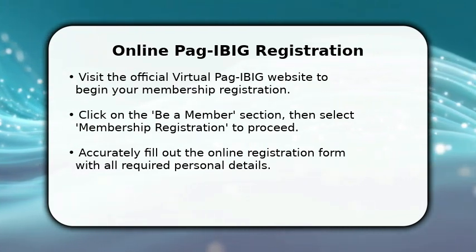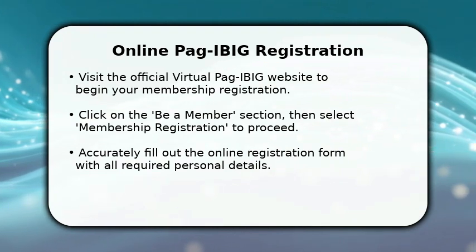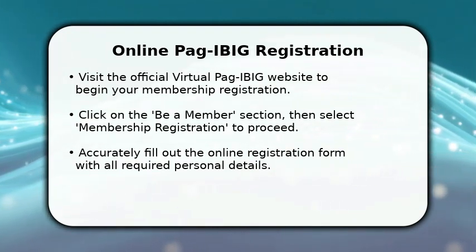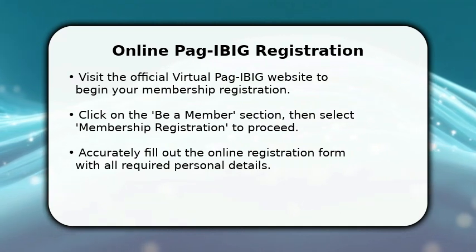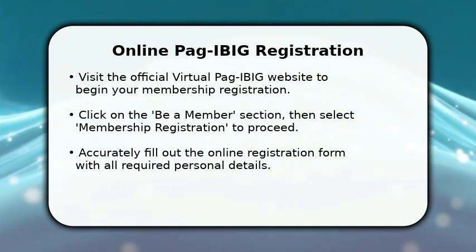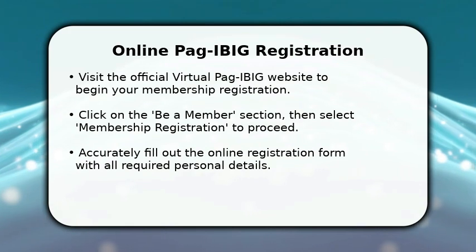Once submitted, you will receive a unique registration tracking number, or RTN, via text message. Remember to save this number, as it is crucial for the next step in obtaining your permanent MID number.